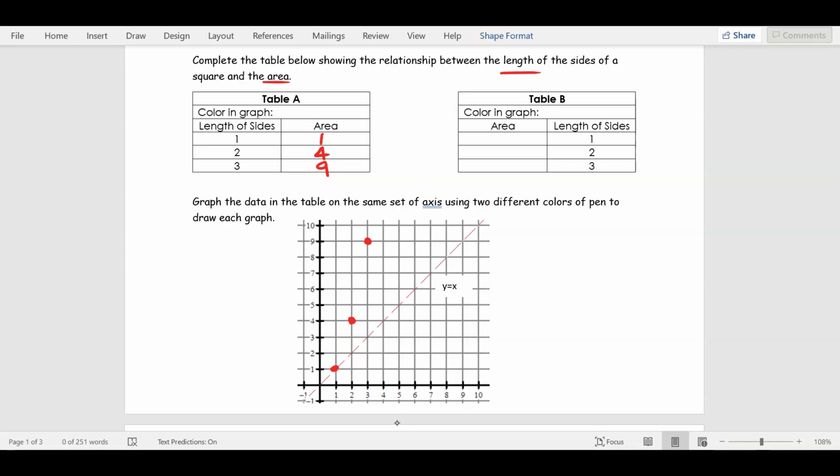So all we're doing is putting the area on the left-hand side now. So if the side length is 1, what's the area? 1. Okay, so the area, when the side length is 1, we put 1. The side length is 2, we put 4. The side length is 3, we put 9. Now, can you plot these points?